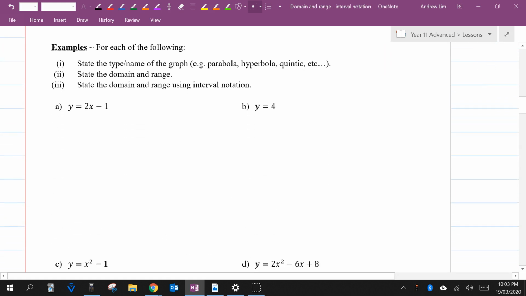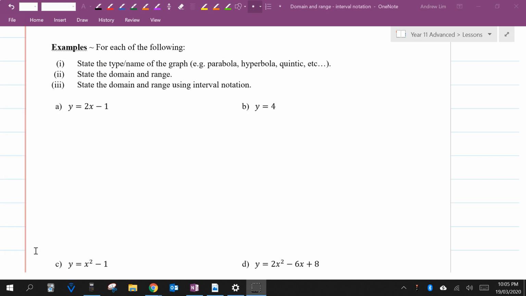Now we're going to have a look at a whole bunch of different examples. We're going to state the type or name of the graph, the domain and range, using either inequalities or elements of all real numbers using set notation, as well as with interval notation.